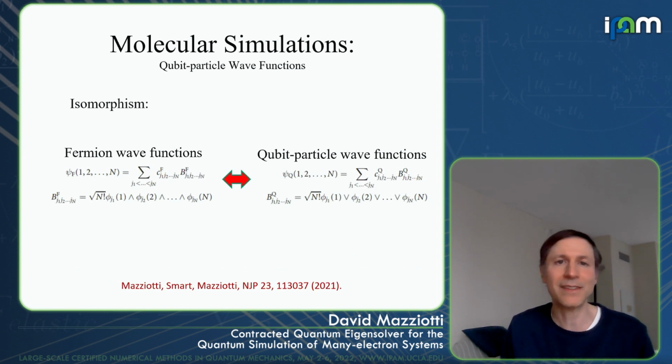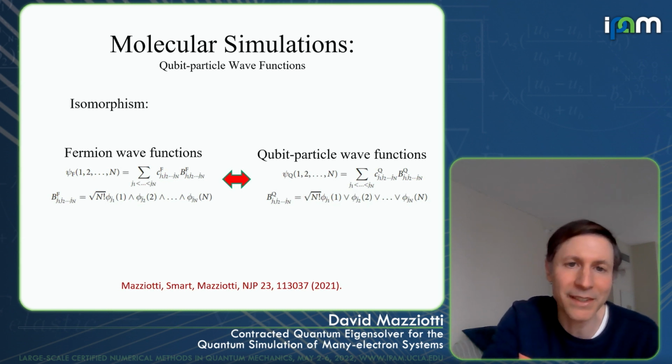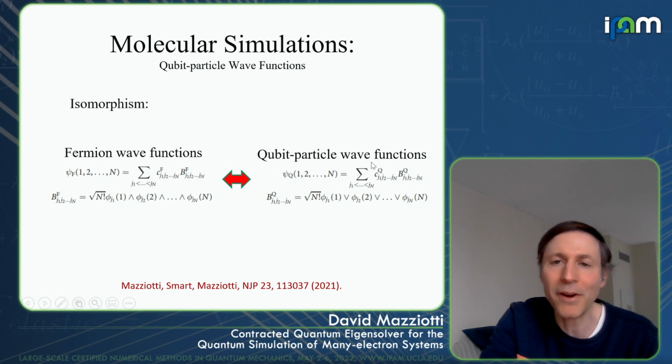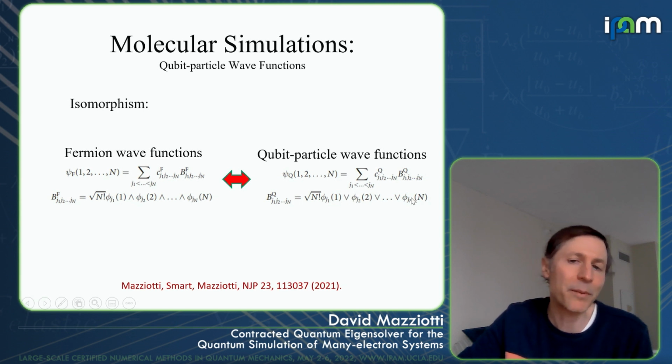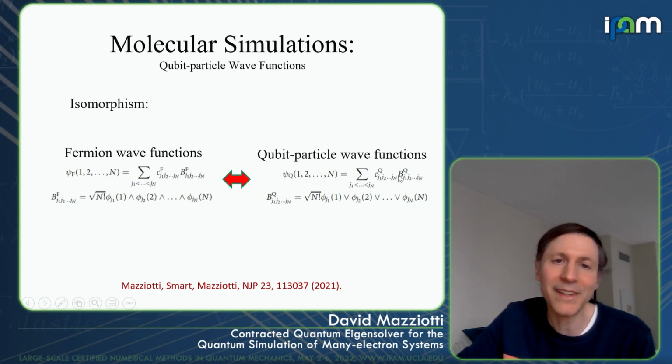What is the key aspect of this? And we realized, in a recent paper that we published in NJP, that there's an isomorphism between the fermionic wave functions and qubit particle wave functions. We defined this notion of qubit particle wave functions as follows: the fermionic wave function is just a linear combination of Slater determinants. But the qubit particle wave functions are a linear combination not of Slater determinants, but rather permanents, where the orbitals are, instead of antisymmetrized, symmetrized. But otherwise, everything is identical.